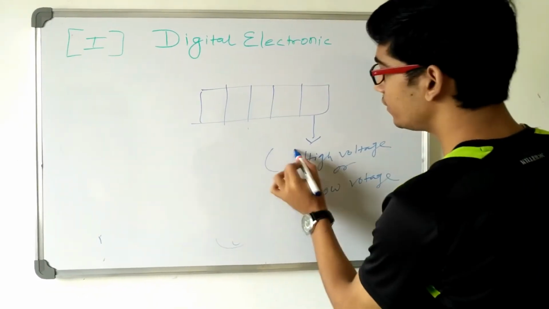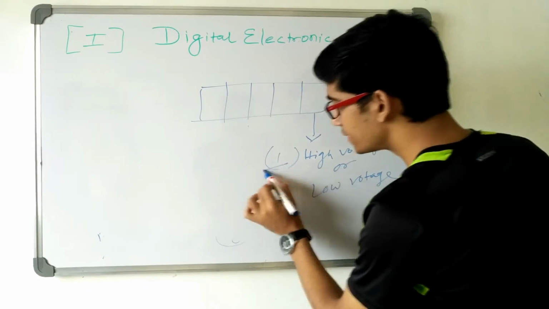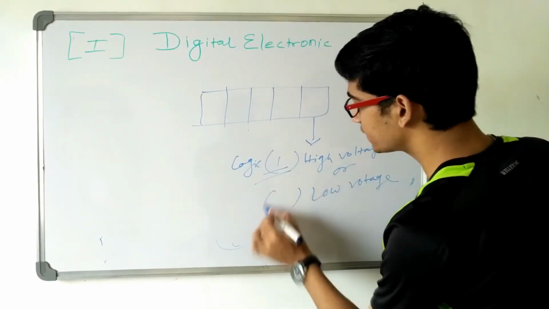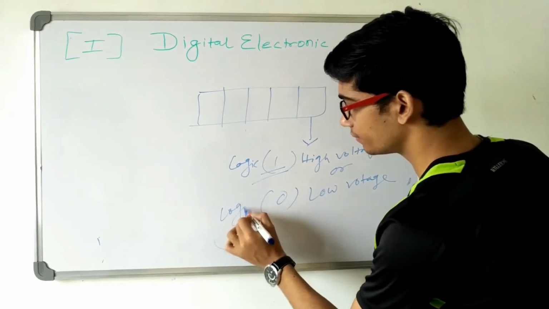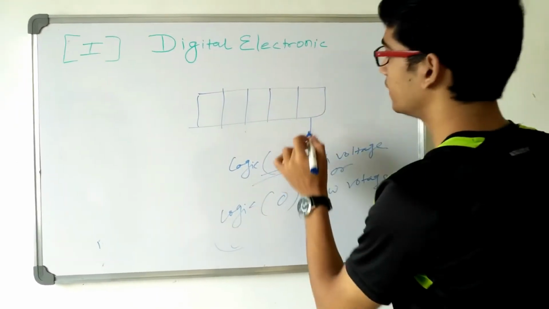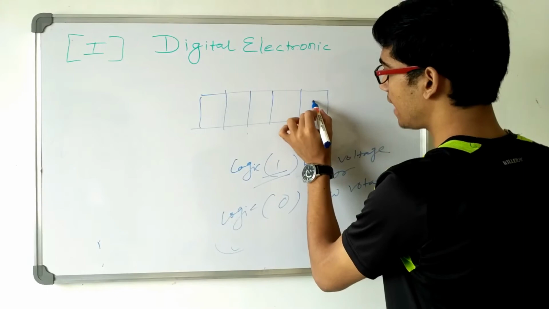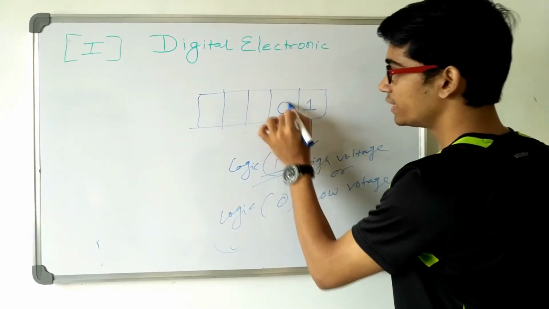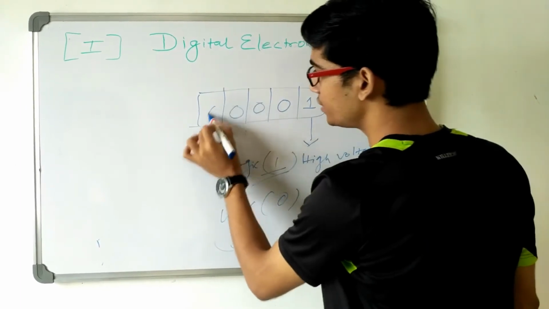So high voltage is considered to be 1. This is also known as logic 1. And low voltage is considered to be 0. This is logic 0. Suppose there is a high voltage, so we consider it 1. Here it is low voltage: 0, 0, 0 and 0.